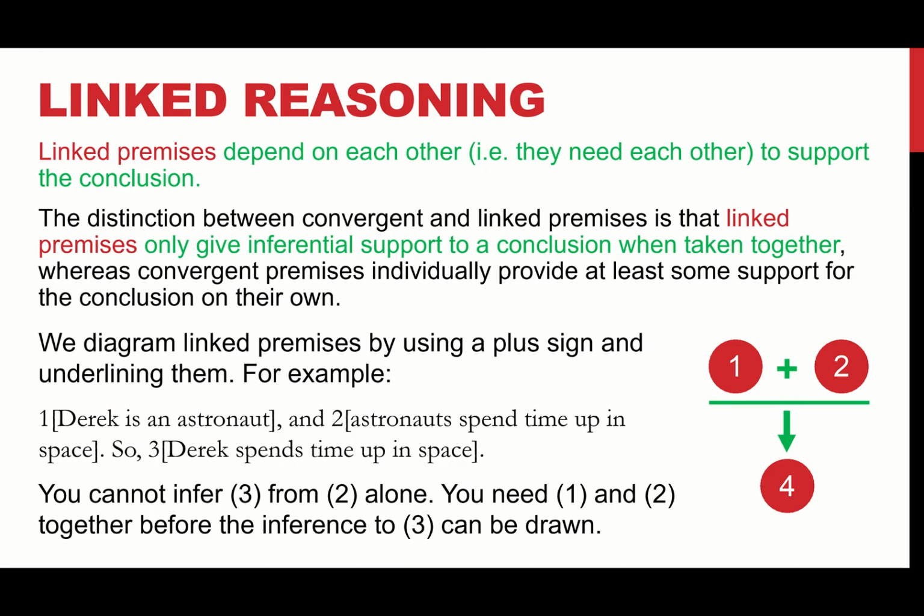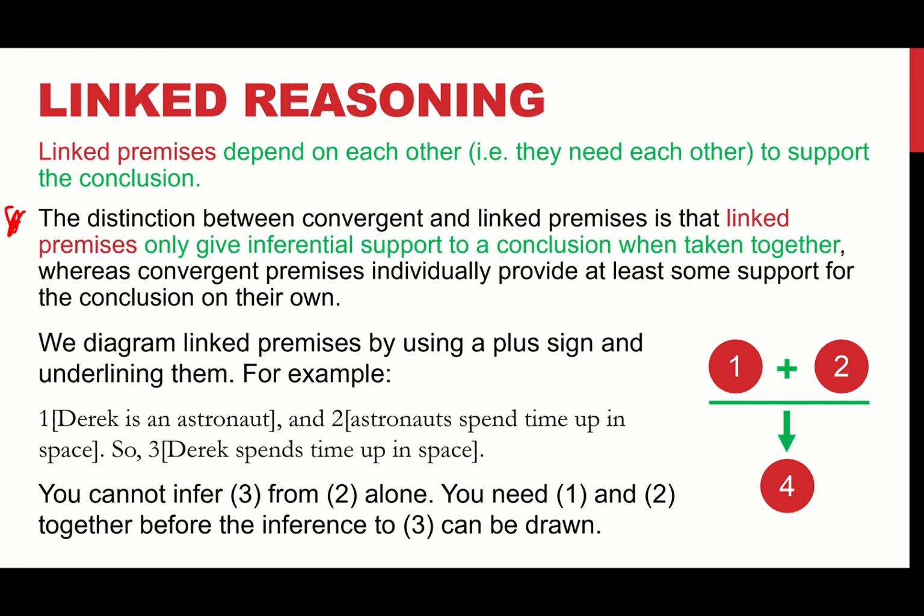All right, last one, most trickiest and most important maybe. Linked reasoning is where the premises depend on each other. They need each other. The premises don't support the conclusion by themselves. What distinguishes linked and convergent is linked premises only give inferential support to a conclusion when taken together. Like by themselves, they just don't actually support the conclusion. Let's have a look. Derek is an astronaut, and astronauts spend time up in space. So Derek spends time up in space.